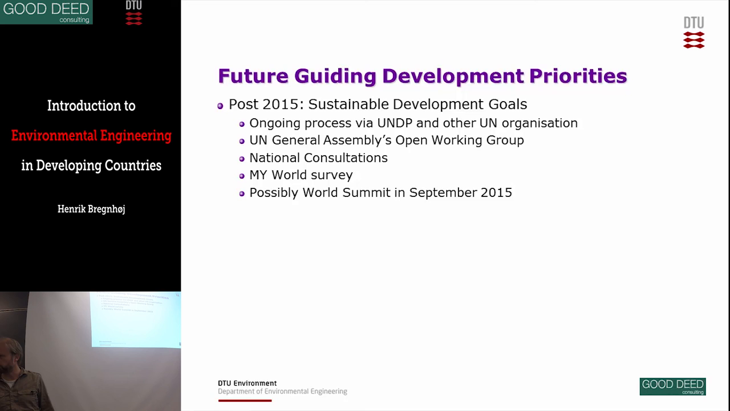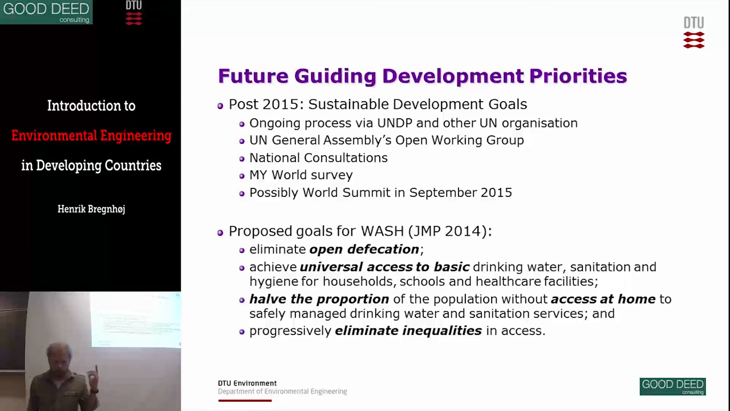I have the impression from reading on the internet that the process is very difficult. There's a list of 168 targets for the moment that they would like to boil down to something more manageable. But looking precisely at the water and sanitation and hygiene area here, the joint monitoring program of UNICEF and WHO has working groups with people from 60 countries, and they have boiled it down for the moment to these suggestions, which is also saying something that we have to look into some details here.